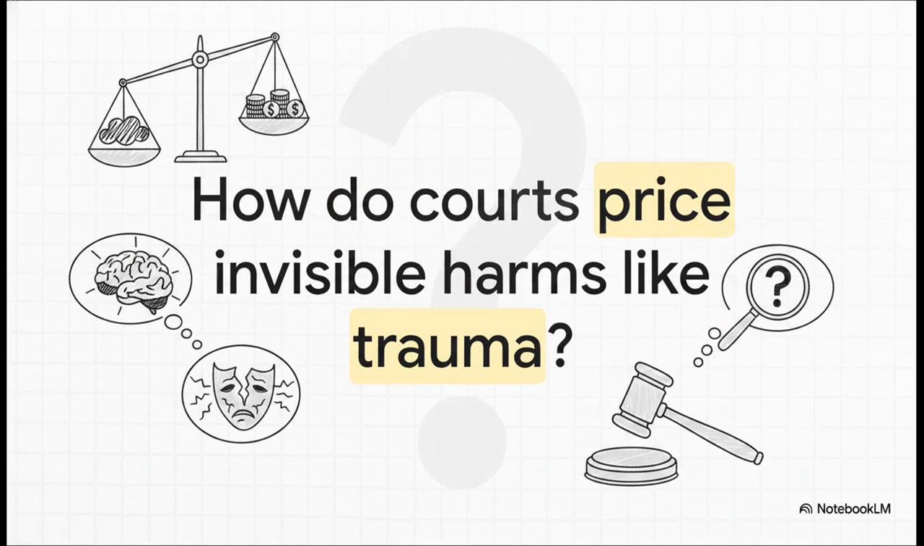Which leaves us with this final kind of provocative thought to chew on. We know courts award these damages to try and magically put victims back exactly where they started, but how exactly does a judge put a fair, calculated monetary price tag on something totally invisible, something like severe mental trauma or a completely ruined reputation? It's honestly one of the most complex, fascinating challenges in the entire legal system, and it's exactly the kind of deep puzzle you'll be grappling with as you continue your journey into torts.